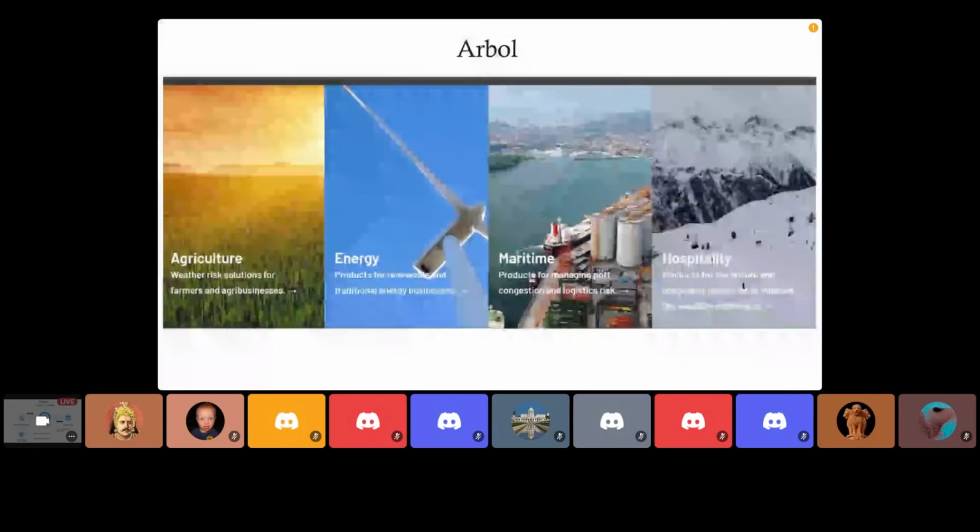Moving forward, we have Airball. This is again similar to Etherisk or the other protocols that we see. They are mainly into four areas: agriculture, energy, maritime, and hospitality. So they are developing particular specific products for agriculture, like whenever rainfall is getting reduced, or whenever flooding happens, or whenever energy loss has happened, something related to these four areas.